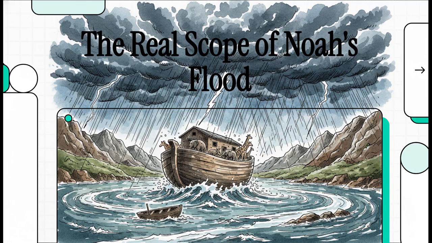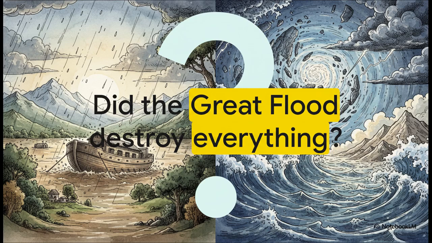But we're going to ask a question that might actually change how you see it. You know the image, right? A total world-ending cataclysm, a complete planetary reset. But is that really what the original text describes? Or have we maybe been filling in the blanks with our own assumptions?